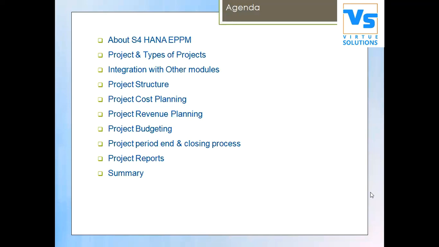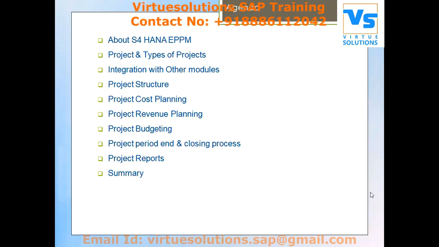Agenda was like what exactly is S4HANA EPPM, what are the projects, what are the project types, and integration with the other modules. What are the structural level plannings we can do, what type of cost planning we have, what are the revenue plannings, what are the budget plannings, and what is the period ending process we're going to do. Then we have some summary based reports. Different reports, we have 80 plus reports. So this is our agenda.